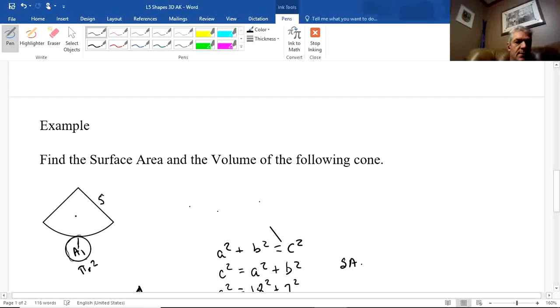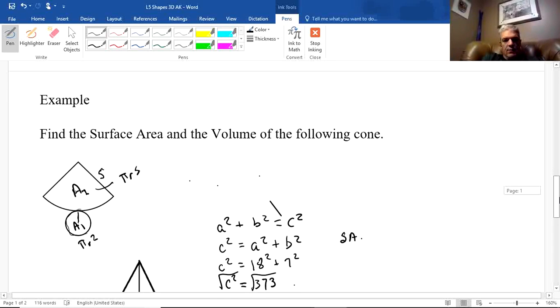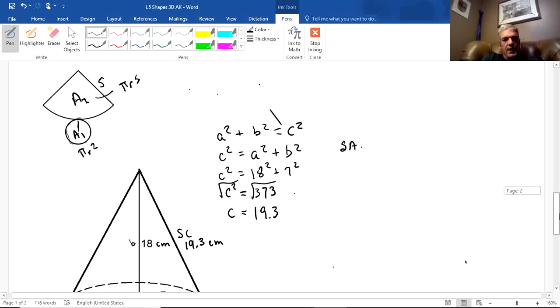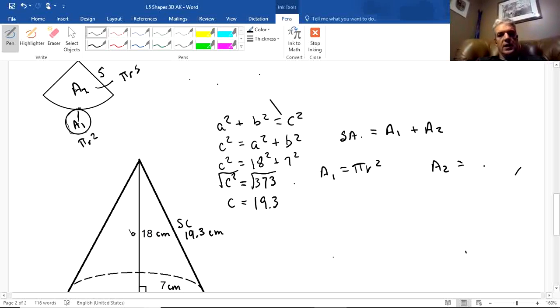And this is going to be A2, and it's going to be pi rs. Okay? So if I'm going to calculate my surface area here, I'm going to come back over here. I have two different things that I'm going to look for. Surface area is going to be area 1 plus area 2. Area 1 equals pi r squared. Area 2 equals pi rs. And that's essentially the two different areas that I'm looking at.